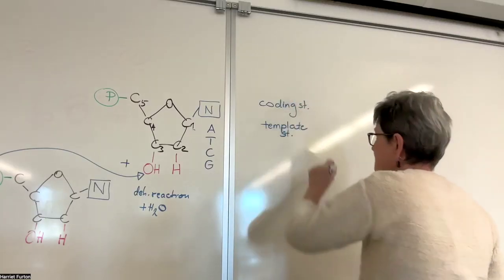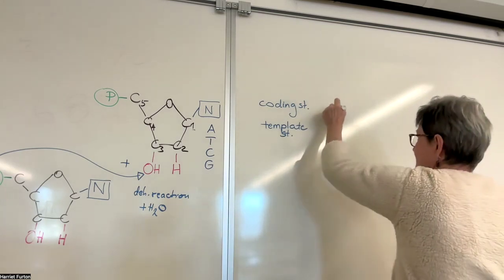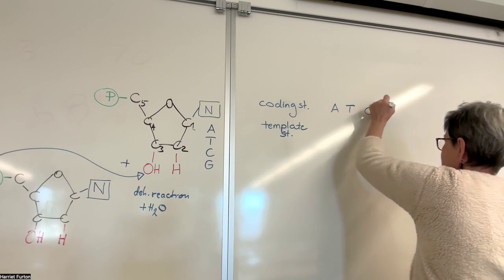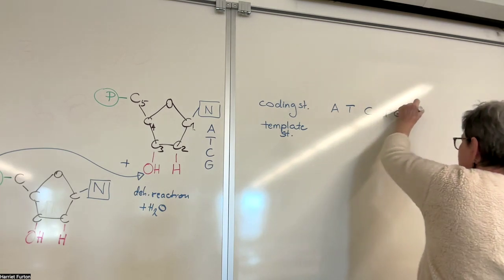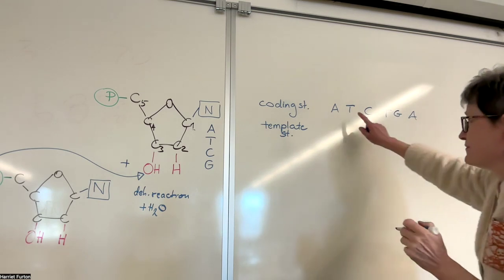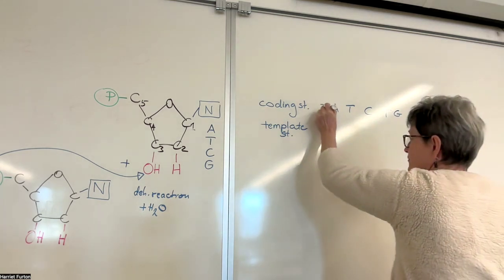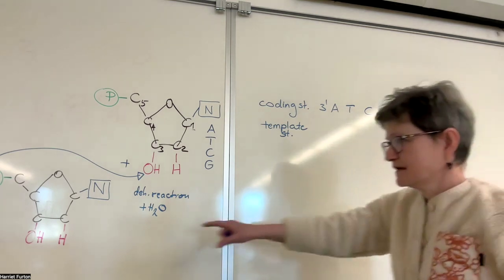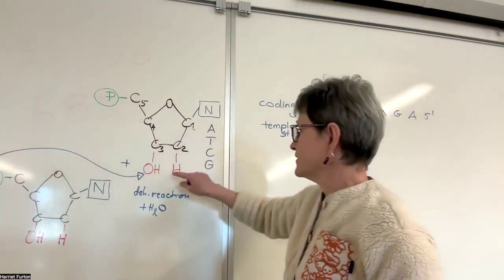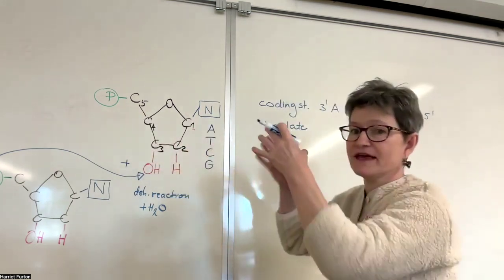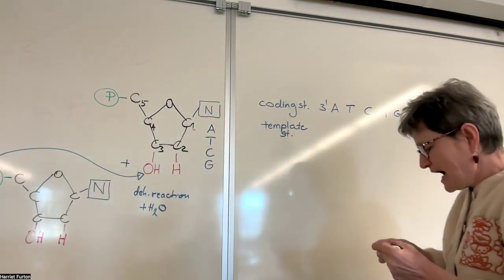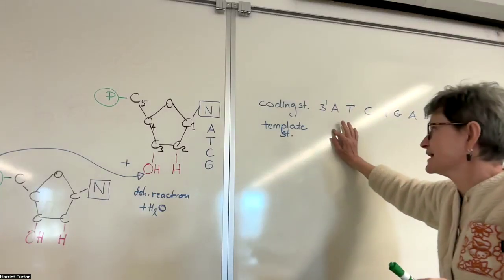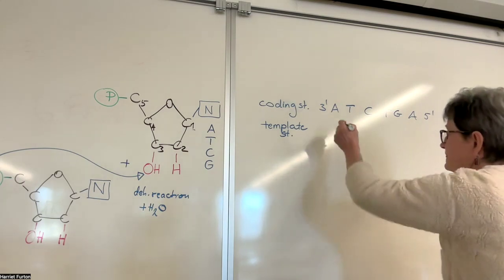Coding strand. So I come up with an example for that: A, T, C, T, G, A. And I will say that this is the third end, and this is the fifth end. I'm referring to the third end and the fifth end, how they orient with each other. I can figure out the template, the other strand of the DNA.